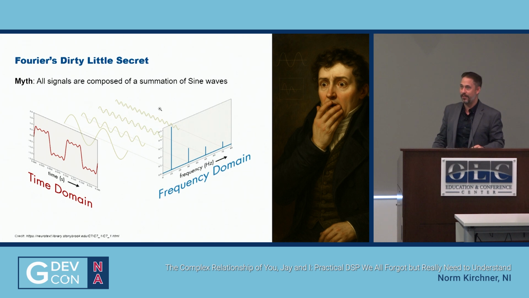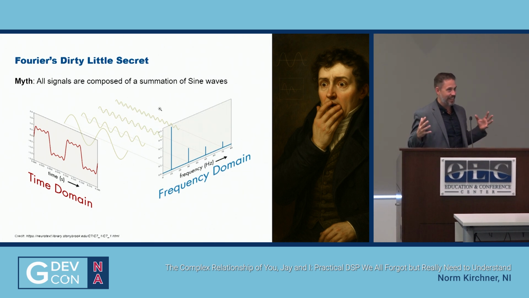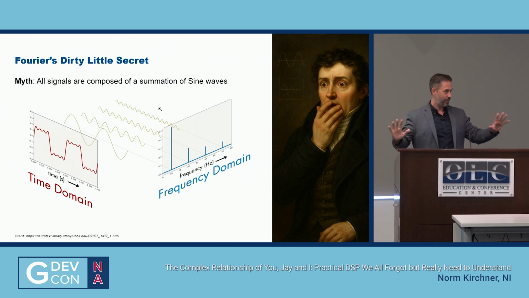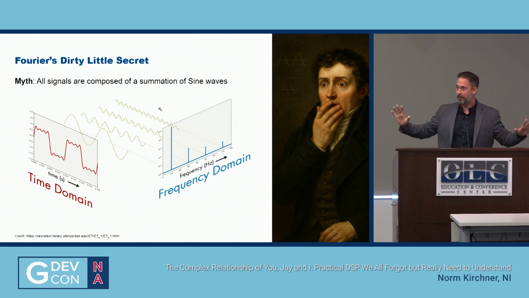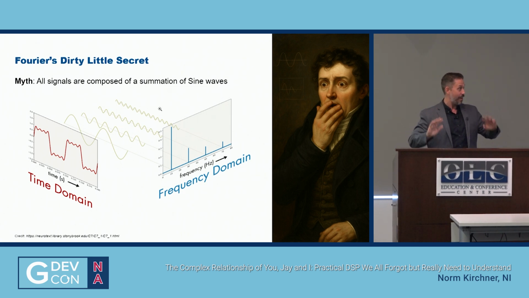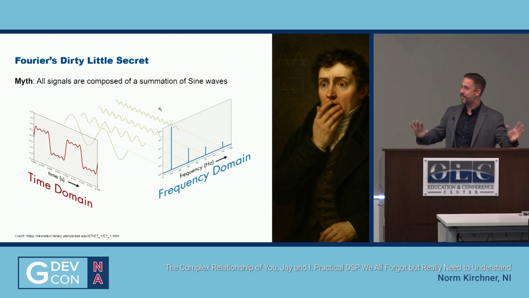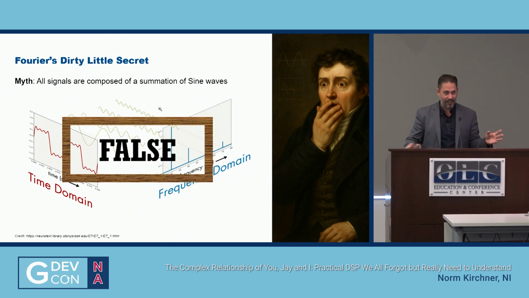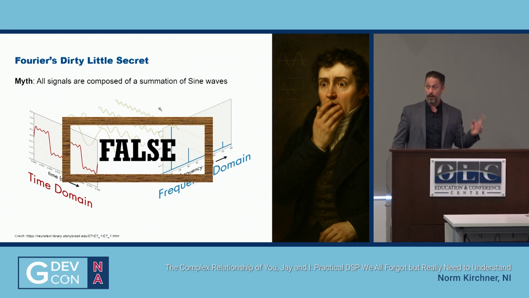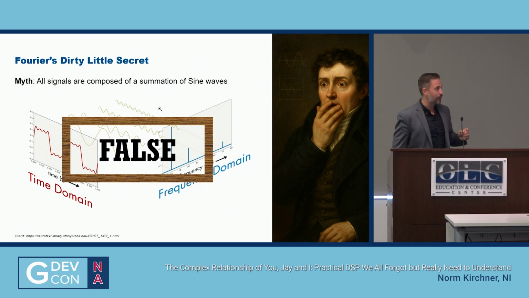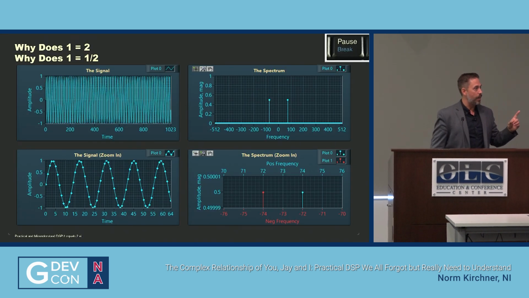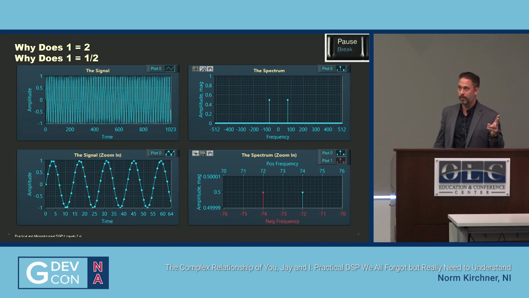So, starting up, Fourier's dirty little secret. I love this one so much. It's just fantastic. We all believe, right? Who here doesn't believe that graphic that we see on the screen? We see that graphic all the time. We tell people about it all the time. When we try to talk about time domain and frequency domain, that's a bunch of sinusoids all added up, right? But I'm sorry to tell you, that is false. Absolutely false. Because why does 1 equal 2?